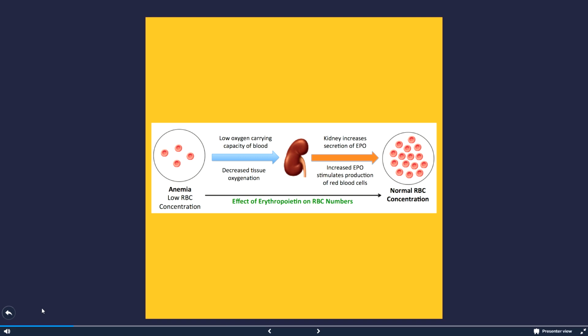Another major function of our kidneys is red blood cell production. Production of erythrocytes, or red blood cells, is called erythropoiesis. And this production is regulated by a hormone, erythropoietin, which is secreted by our kidneys. And as you can see by the chart, if there is any anemia or low red blood cell count, that's going to stimulate the kidney to increase the secretion of EPO, or erythropoietin, to help regulate and maintain homeostasis for that red blood cell concentration.